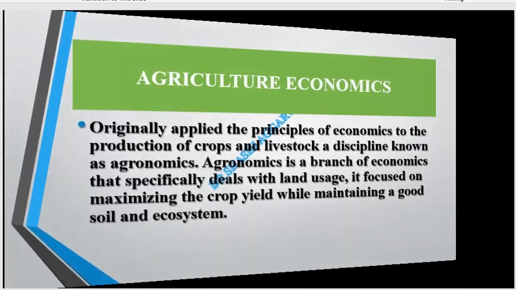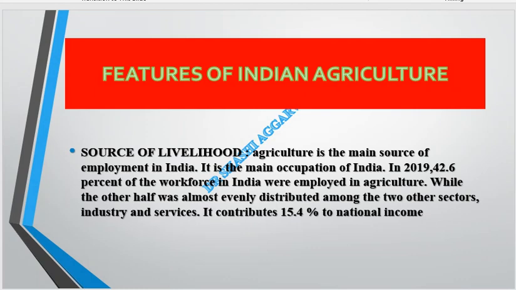Now we will understand what are the features of Indian agriculture. It is the source of livelihood. Agriculture is the main source of employment in India. The majority of the population is engaged in the occupation of agriculture. It is the main occupation of India. In 2019, 42.6% of the workforce in India was employed in agriculture, while the other half was almost evenly distributed among the two other sectors, that is the industry and the tertiary sectors. Agriculture contributes 15.4% to the national income.